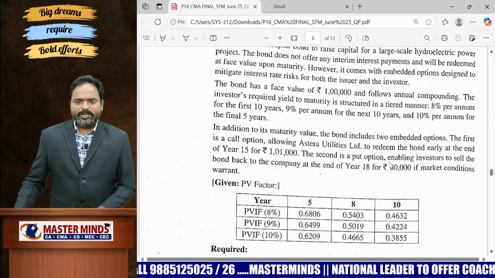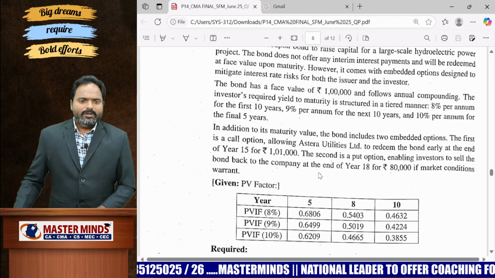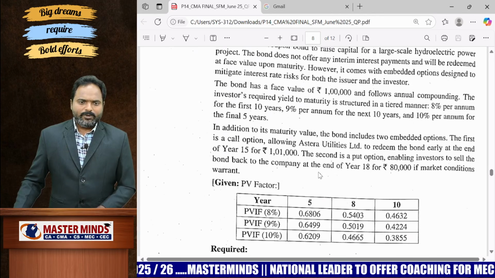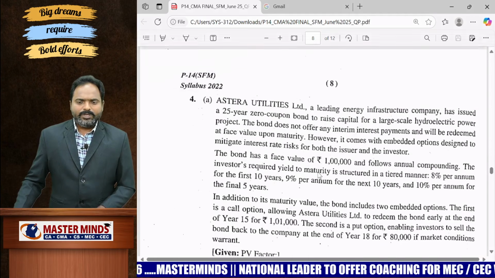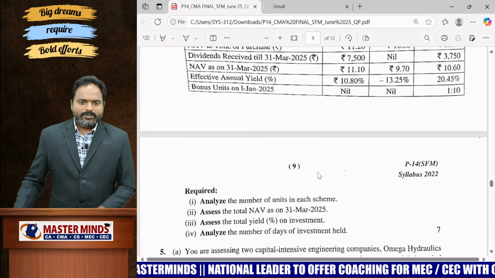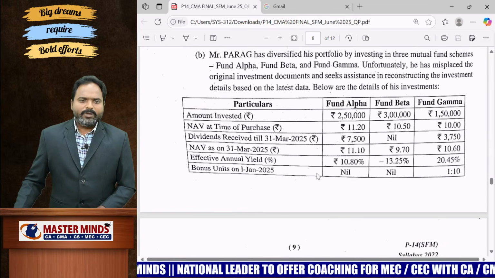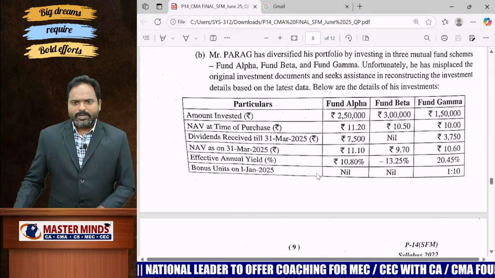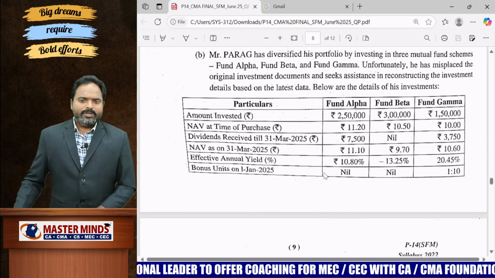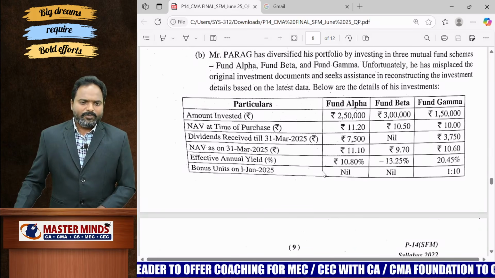The second is put option enabling investors. Maybe students will face some difficulty to answer this problem. Question number 4A, that is the only difficulty in this. And the remaining thing is covered in our syllabus. And question number 4B, as it is your mutual funds problem, copy paste. Happily you can solve this problem. Question number 4B. Very simple.